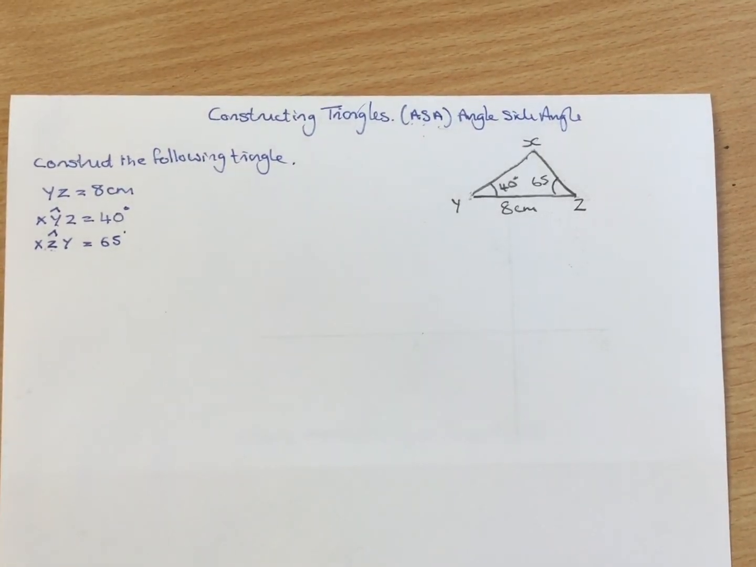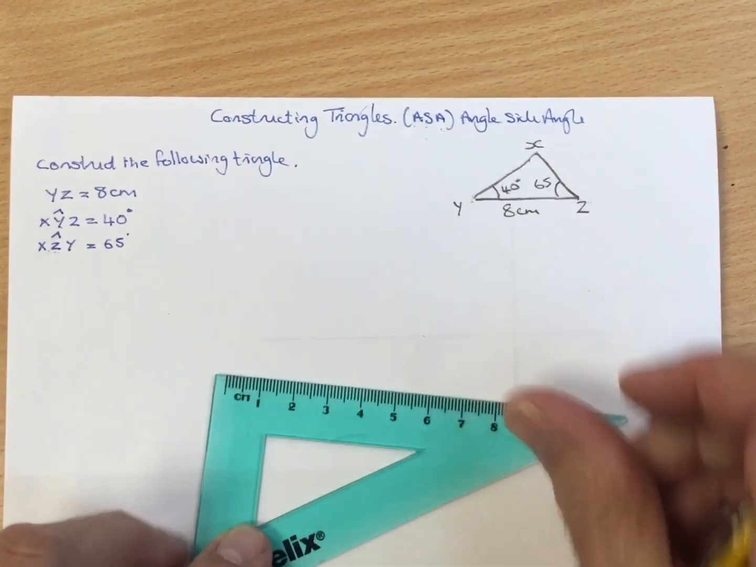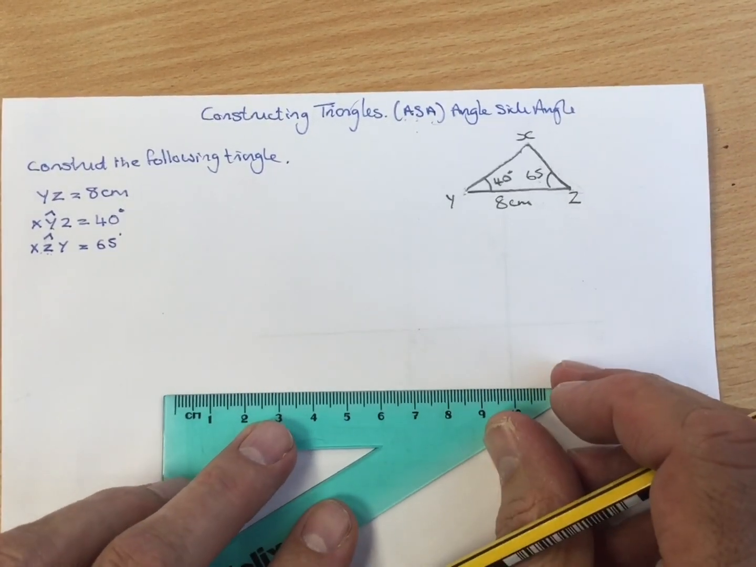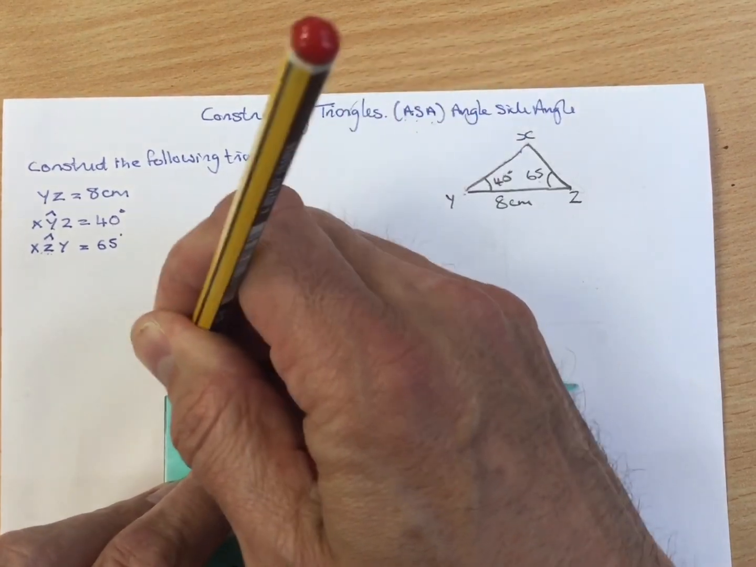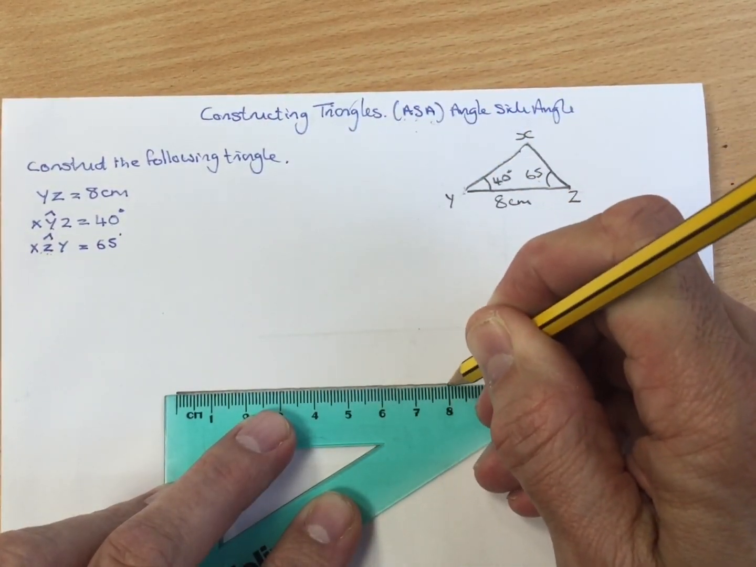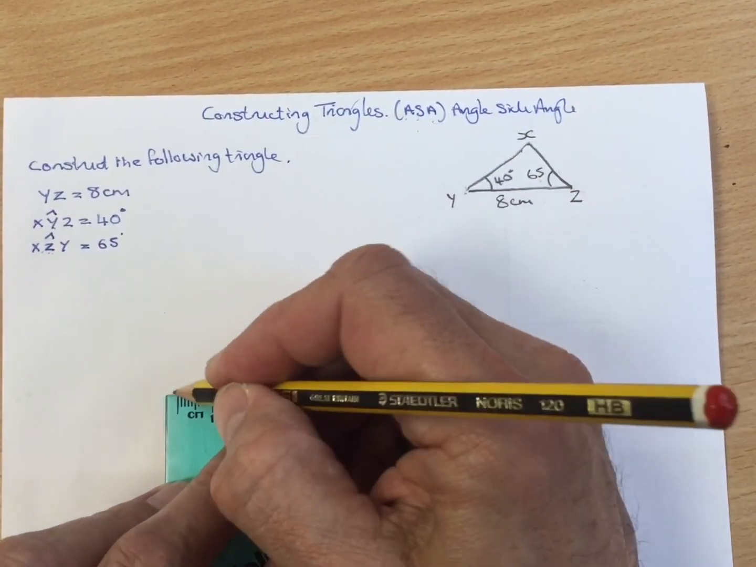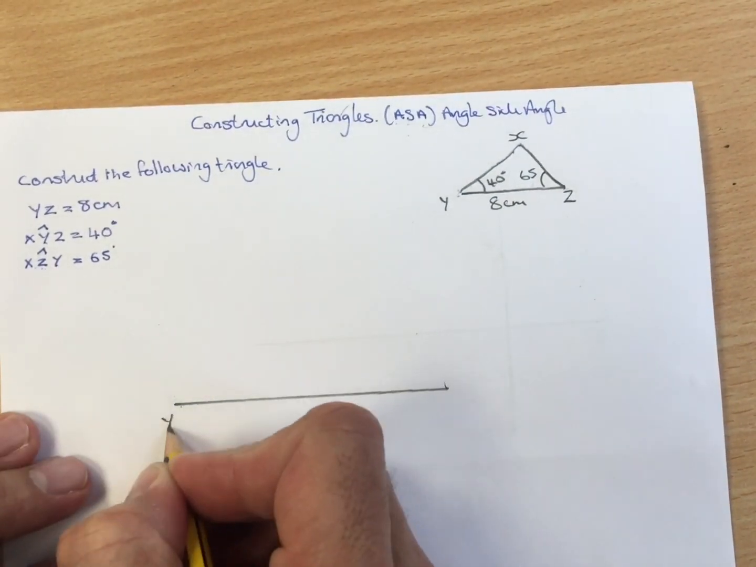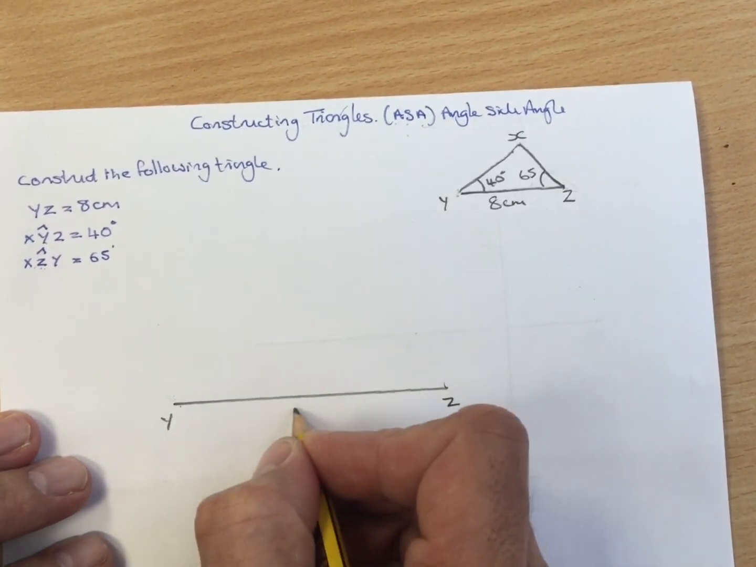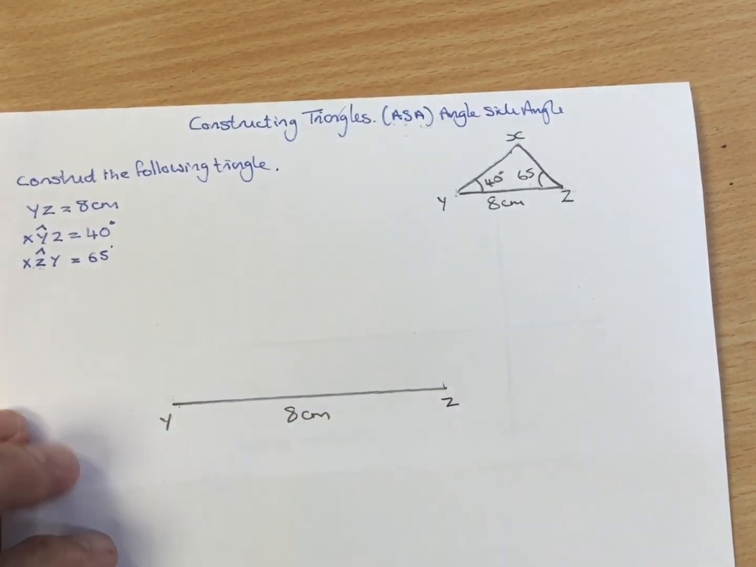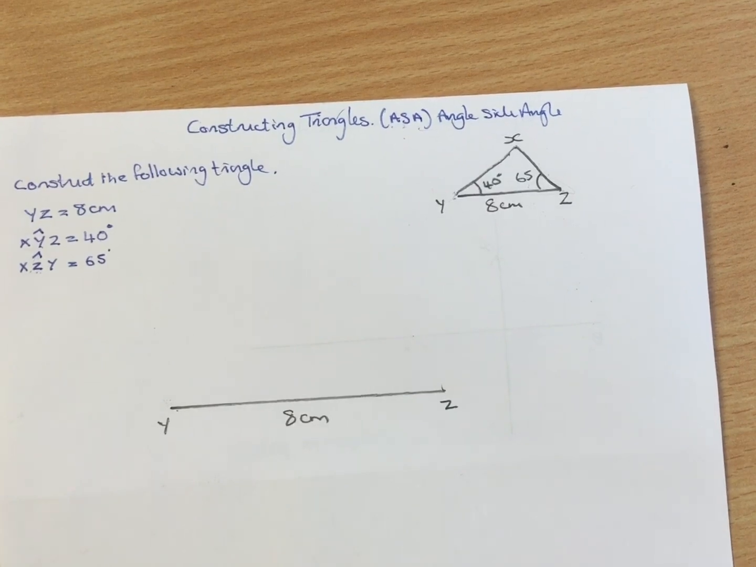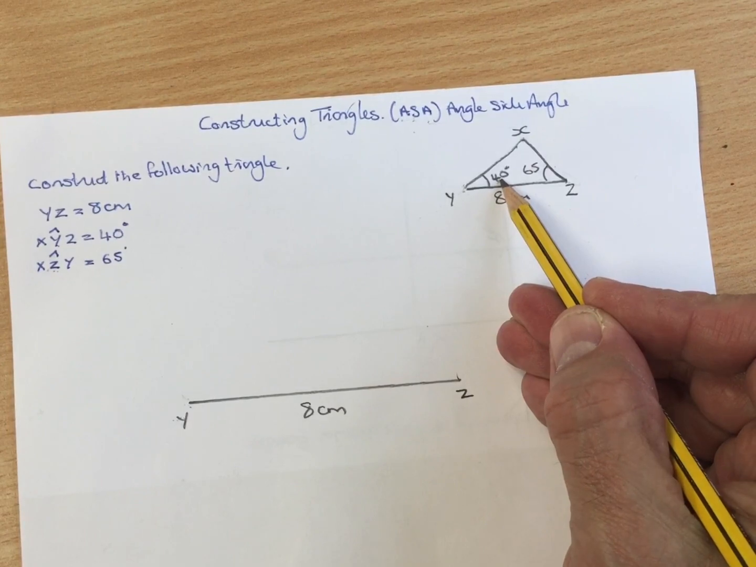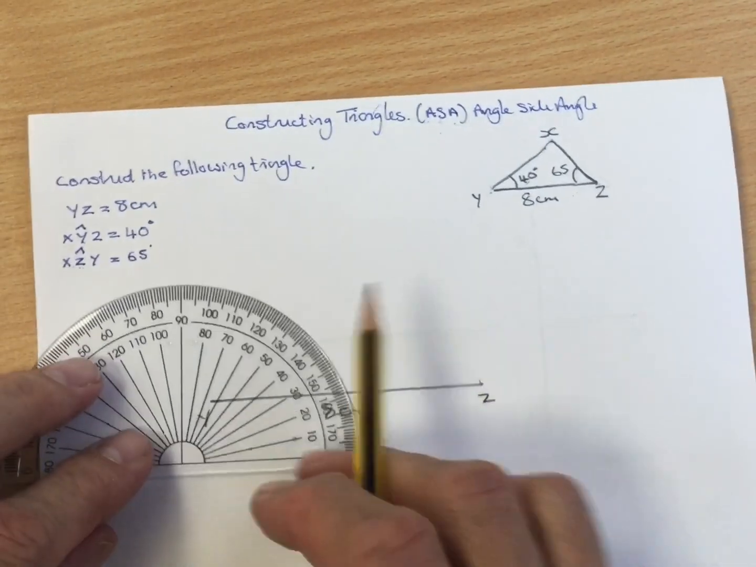Okay, so now to accurately construct that, as with side, side, side, I'm going to start with the base first, and that's going to be 8 centimetres. Just making sure that's accurate. And I'm going to label that up, Y, Z, and 8 centimetres. Now, we're not using a pair of compasses this time, I'm going to use a protractor. I can see that the angle that I need here at Y is going to be 40 degrees.